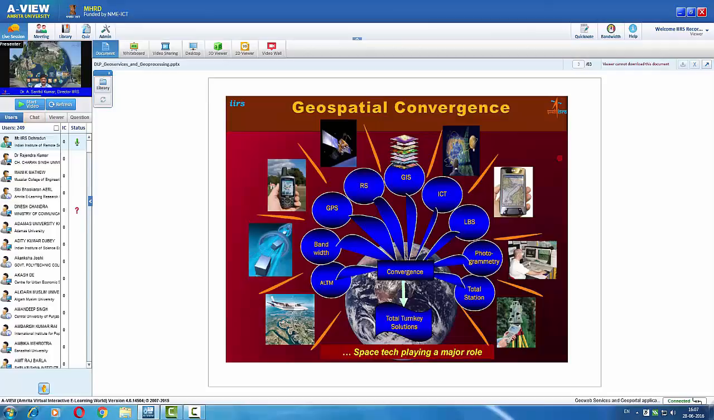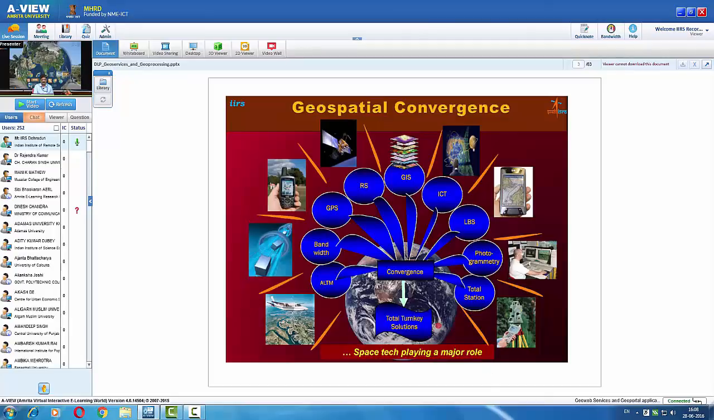This also has a convergence of several technologies together. That means geospatial technology is not just one or two. It's a combination, a convergence of many technologies, including aerial survey data, high bandwidth, which is available today. We have GPS already mentioned, remote sensing, GIS, and also information communication technology, location-based services with many smartphones available today for easy access. So you are able to do location-based analysis as well as photogrammetry and total station applications.